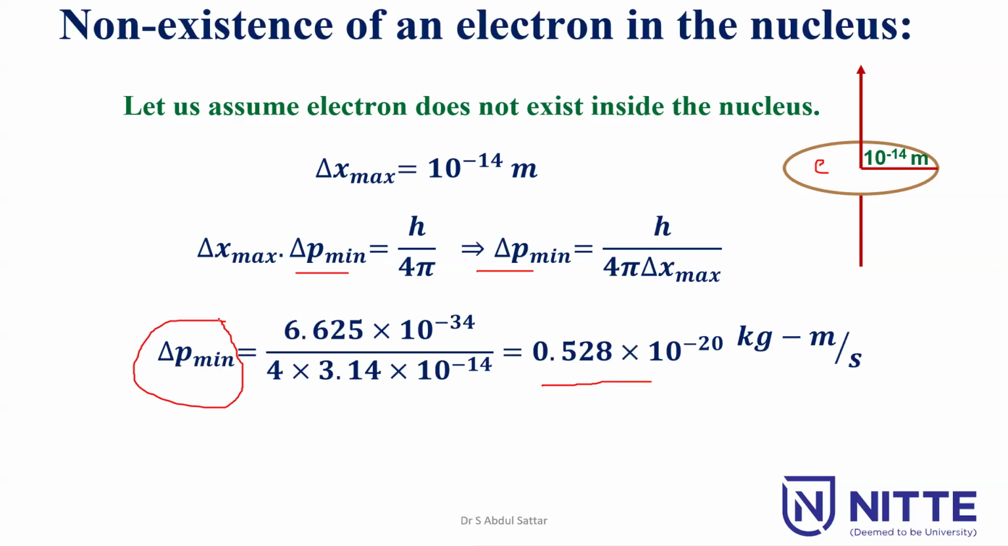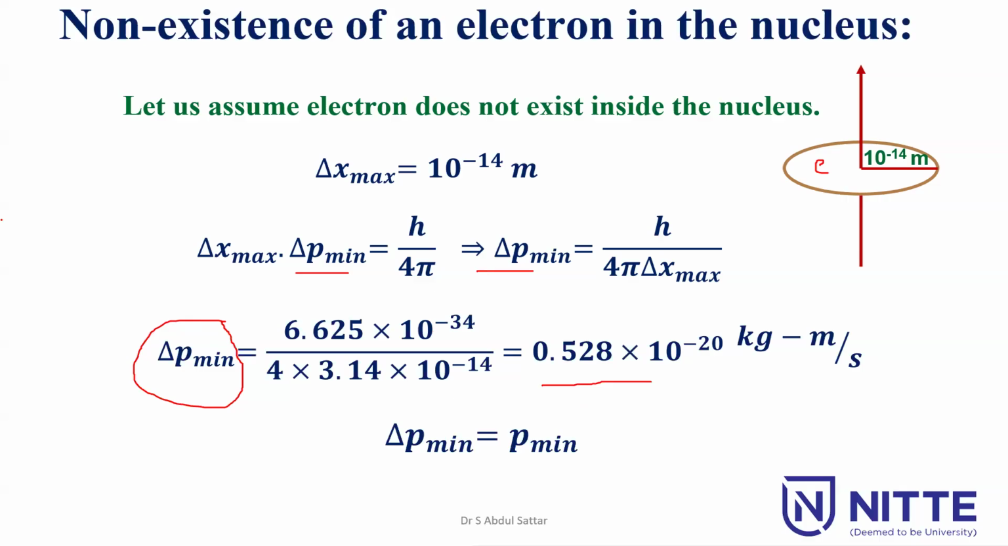We know uncertainty is definitely not more than the actual value. So actual value is always more than the uncertainty. That's why there is no chance to have the momentum value less than delta p minimum. So the p minimum is equal to delta p minimum. So we can consider the p minimum equal to delta p minimum.